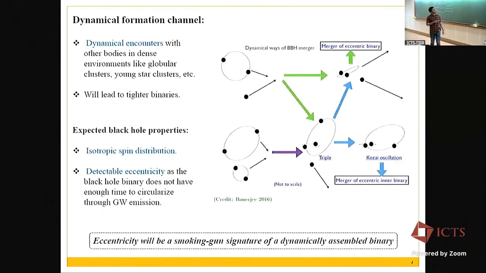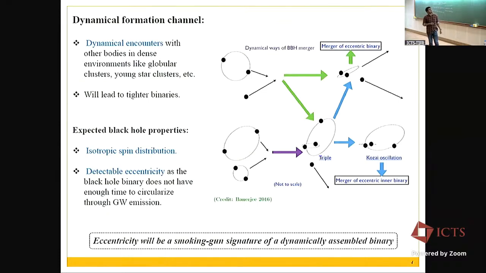However, in the second type of formation channel that has been proposed, this may not be the case. In this, what happens is there are dynamical encounters, three body encounters basically, which may tighten the orbit of the binary. So, for example, there are multiple ways I can explain one of them.